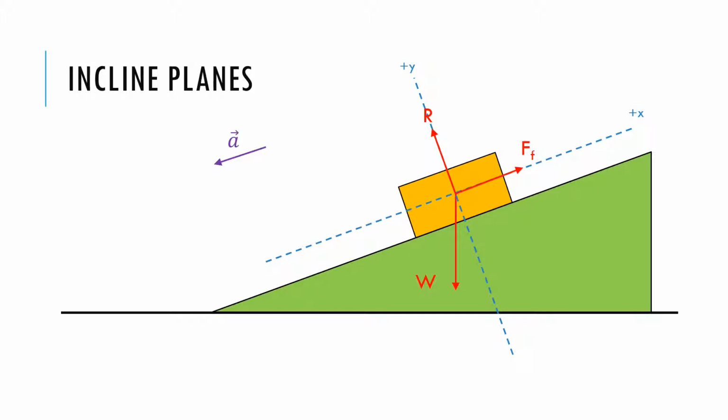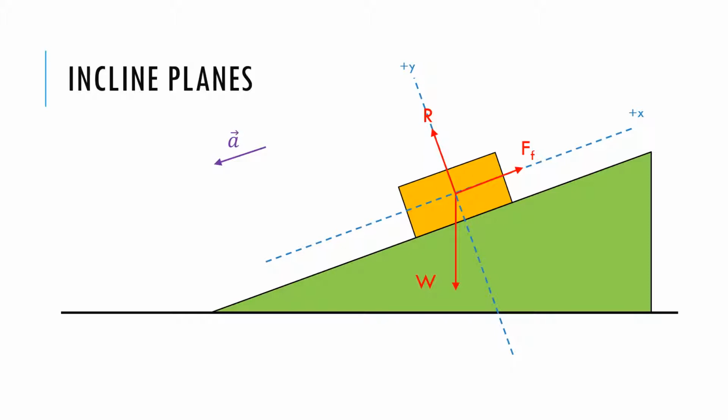We decide to look at two dimensions where one is parallel to the ramp, which we can still call x. Sometimes we'll call it parallel. And one is perpendicular to the ramp, which we'll call y, or we could call this the perpendicular direction. The idea here is that it makes life a lot easier.